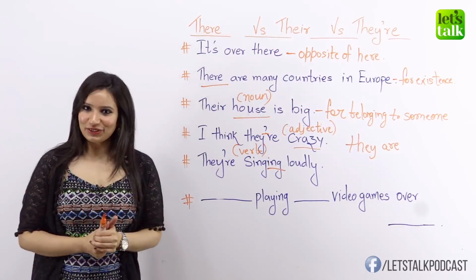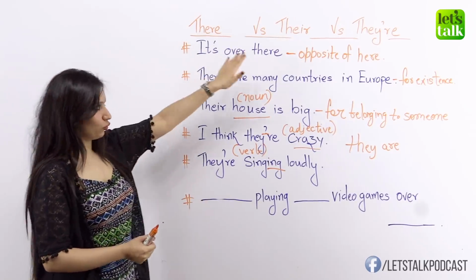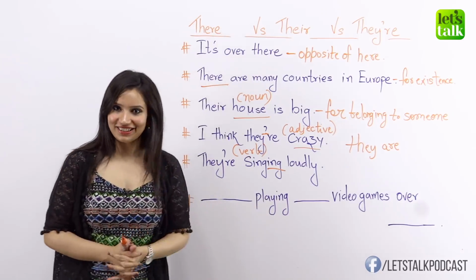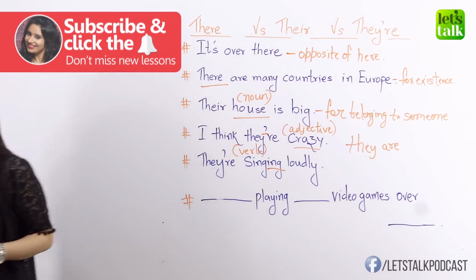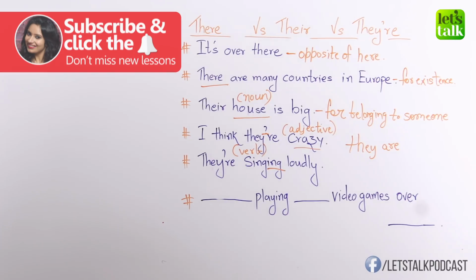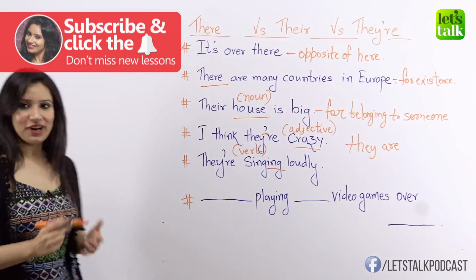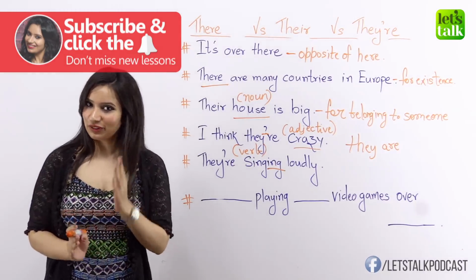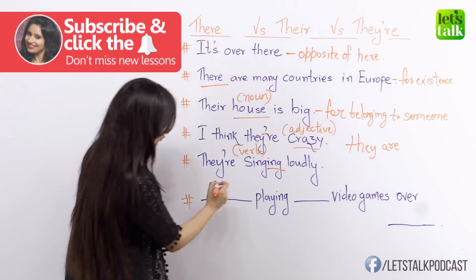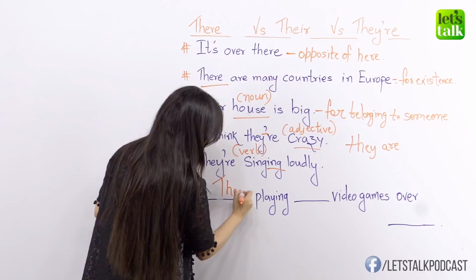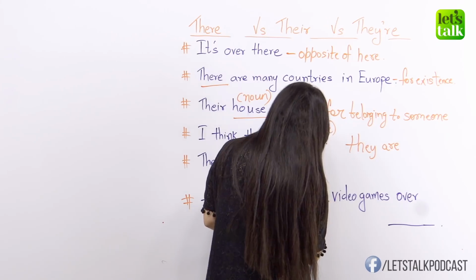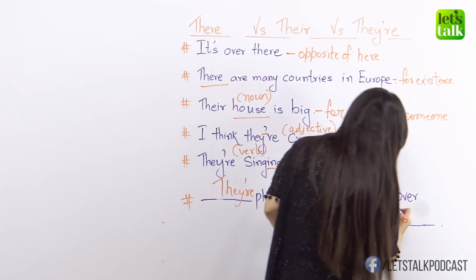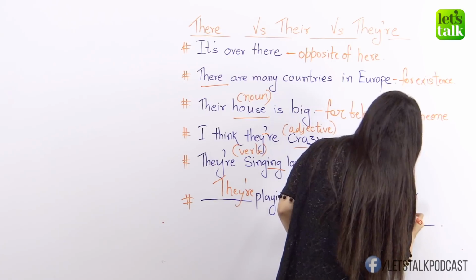So let's get a little tricky and find out which of these words fills the correct blank in this sentence. Pause the video, take a minute, and find out the correct answer. All right, I hope you must have found the answers for yourself, but let's check your answers. So this should be they're playing their video games over there. It's all the same, but not really.